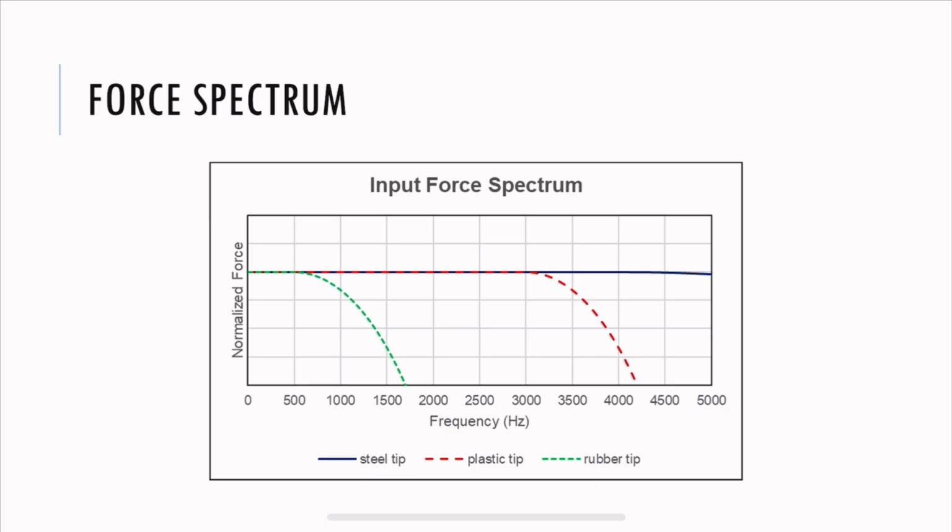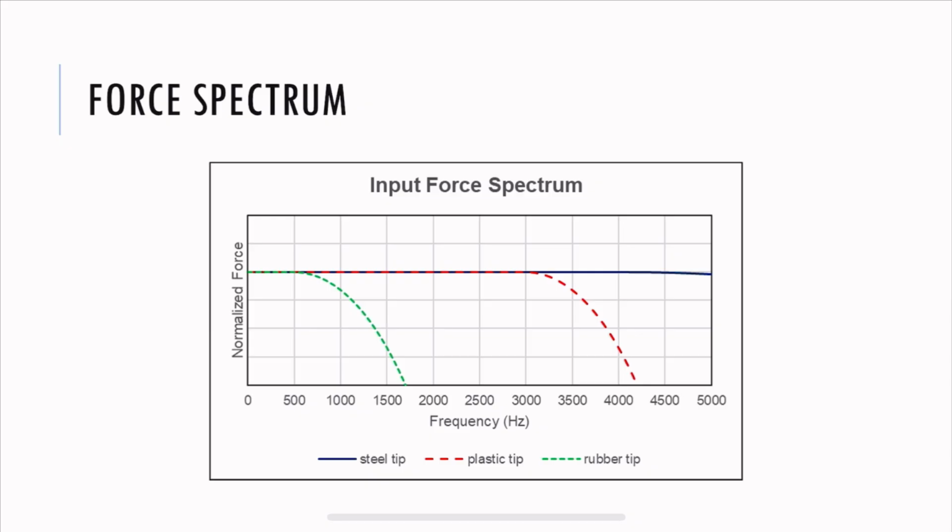Now, if you look at the force spectrum, this is the general trend. This is not the exact curve because there are different types of tips, but the trend is usually that a rubber tip has a flat frequency response very close to 500 hertz. This is because it stays longer in contact, hence it's going to reflect in the force spectrum that it's going to have a shorter bandwidth.